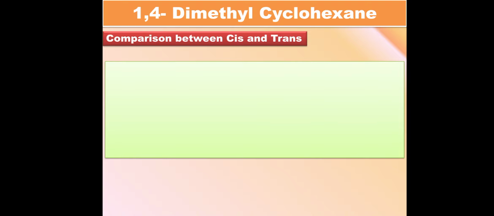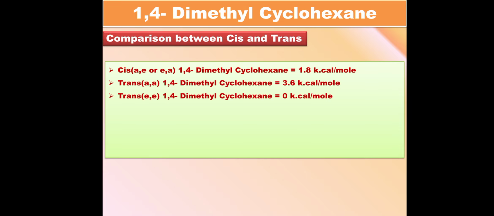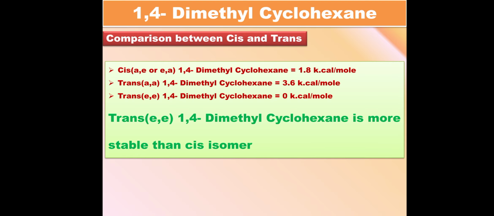If we compare the relative stability of cis and trans 1,4-dimethylcyclohexane, we observe the following. Cis axial-equatorial or equatorial-axial 1,4-dimethylcyclohexane has an energy of 1.8 kilocalorie per mole. Trans diaxial 1,4-dimethylcyclohexane has an energy of 3.6 kilocalorie per mole, whereas trans diequatorial 1,4-dimethylcyclohexane has 0 kilocalorie per mole. So we conclude that trans diequatorial 1,4-dimethylcyclohexane is more stable than the cis isomer.